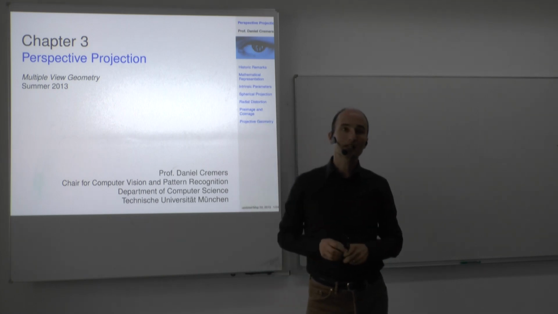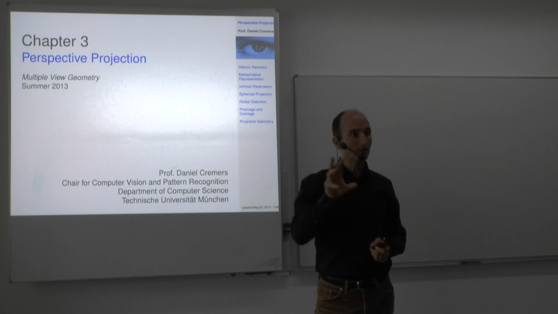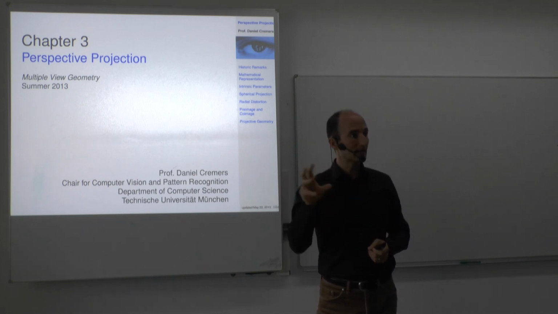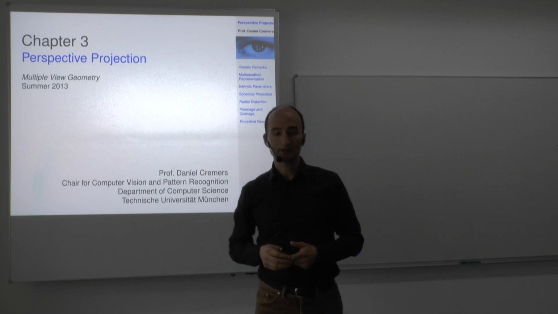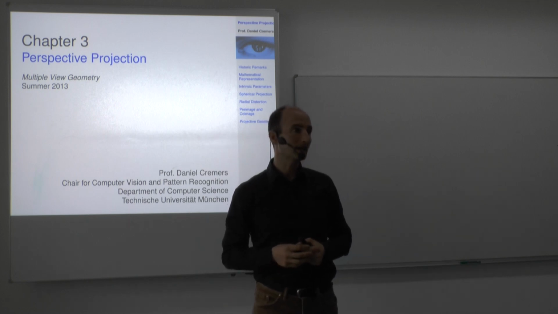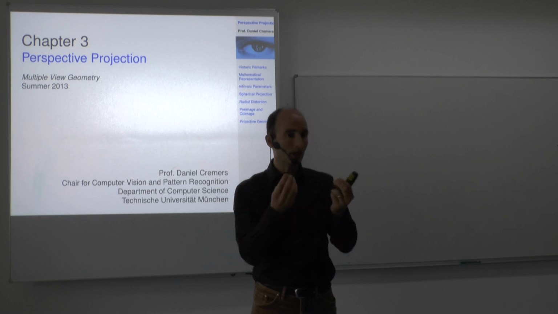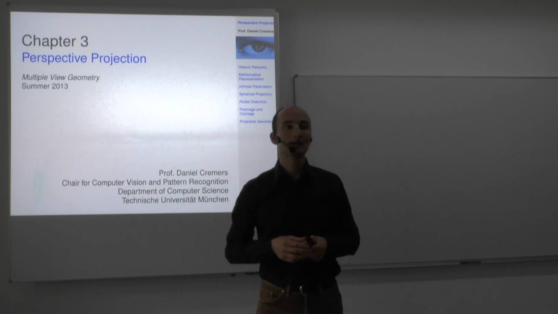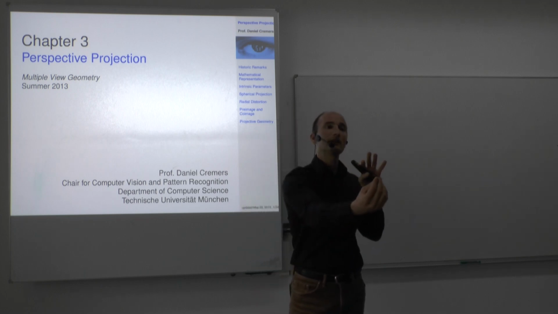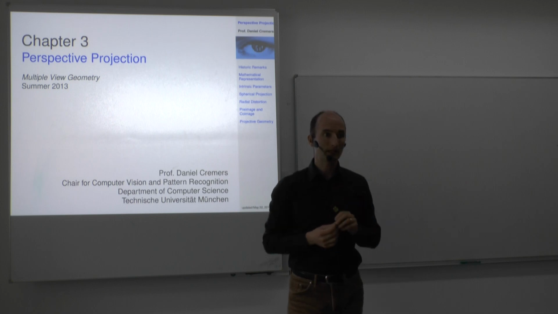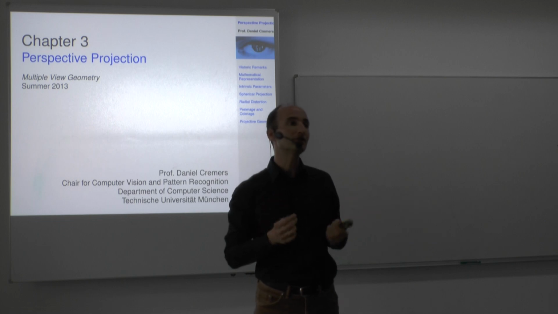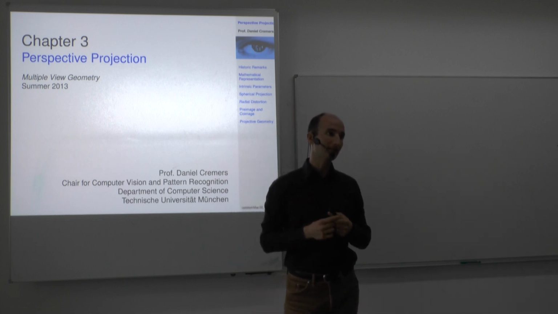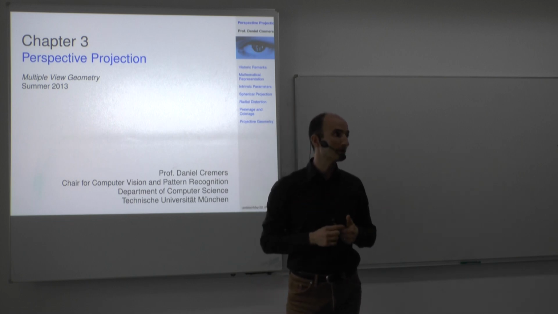And in the last class, we talked about how to model the motion of the camera, translation of the camera, rotation of the camera. And today we will talk about the second main part in the geometry of image formation, and that is the projection of 3D points onto a 2D image plane. And that is actually the two elements that make up the geometric image formation process.